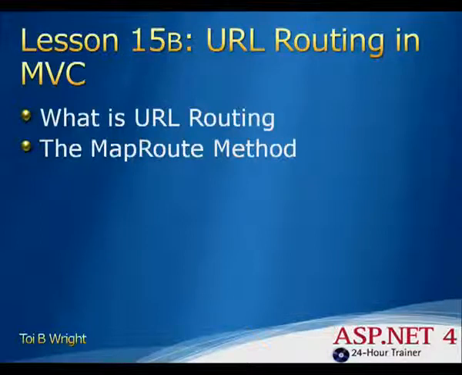ASP.NET MVC uses the MapRoute method of the RouteCollection class to define new routes. The MapRoute method can include the following parameters. The name, a string representing the name of the route, is required. The URL, a string that contains the URL pattern for the route, is also required. Defaults, an object containing the default values for the route. Constraints, an object containing the constraints for the route. And finally, namespaces, a string array of the namespaces for the application.